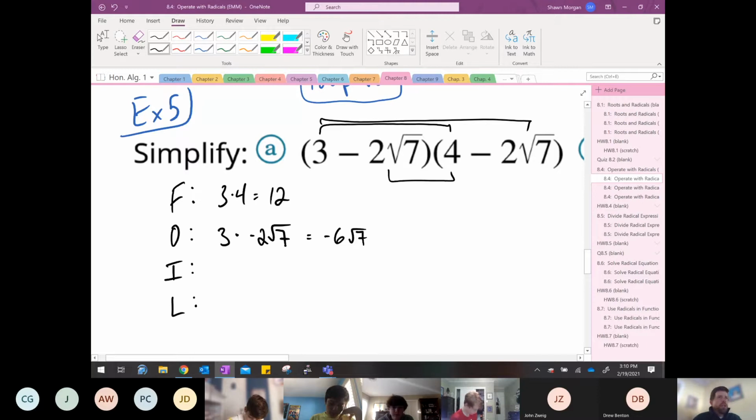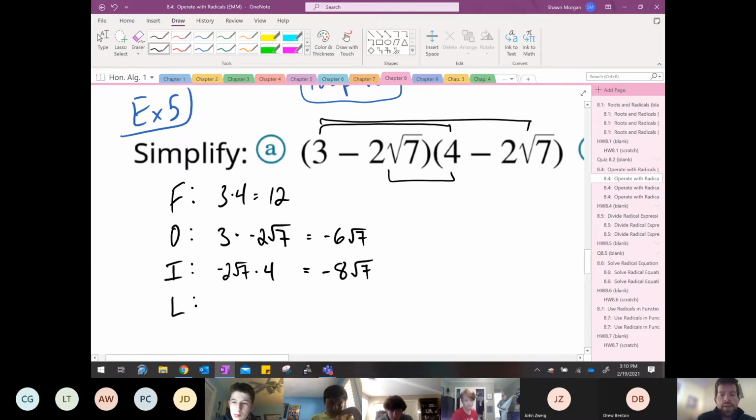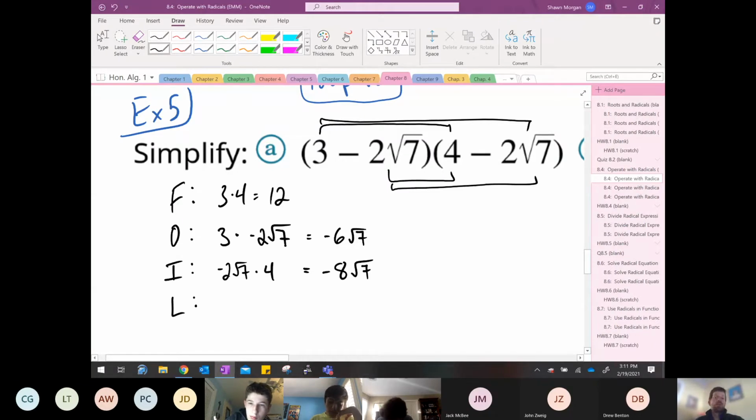What do you think, Jake, what do you think the inner two will multiply to give? If I want negative 2 square root of 7 times 4, what's that going to yield? Negative 8 square root of 7. Very good. Negative 8 square root of 7. Again, because 4 is just a number, so we're going to multiply it by the coefficient of negative 2. And then my last times my last, this is where some students have a little bit of trouble.